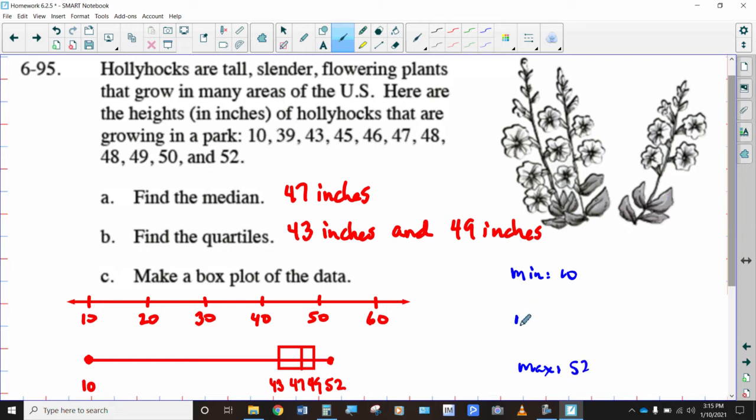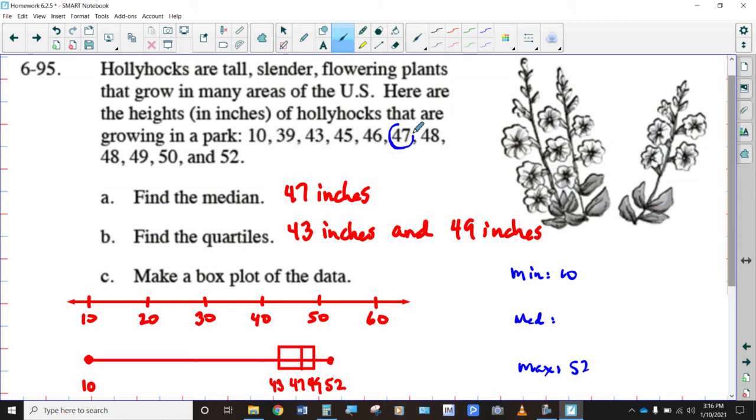The median is the number in the middle. And how many do we have? 1, 2, 3, 4, 5, 6, 7, 8, 9, 10, 11. I like the number 11. It's an odd number, which means the number that's in the middle is going to be a single number. So half of 11 is around 6. So let's go 1, 2, 3, 4, 5.